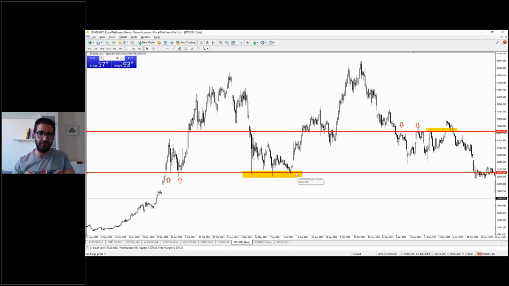This is here a small fake out. We have here small fake out, little bit to the downside, little bit to the downside. Here it was more obvious, but this is a fake breakout because the market could not move to the upside.